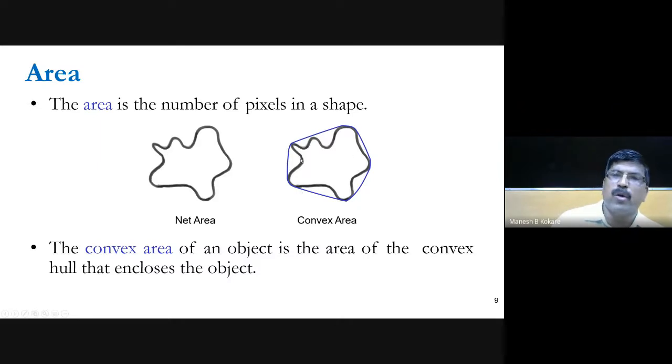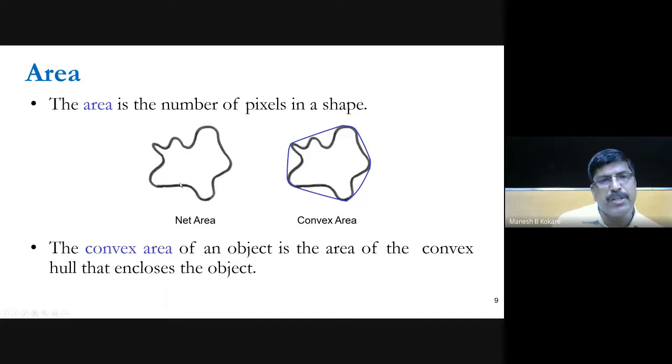As I told you, the convex area of an object is the area of the convex hull that encloses the object. So this is the convex hull which is enclosing this object, and the total area of this will definitely be more than the actual net area, because this extra area will be included in that. So sometimes people use convex area as one of the features. Sometimes people use the net area as one of the features of the shape.